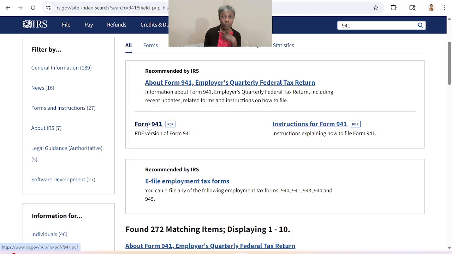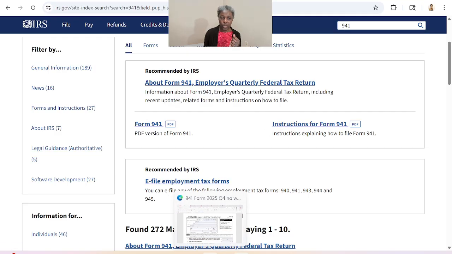If you have not saved it, or this is the first time you are filing for your business, then you can just come to the IRS website, irs.gov, and search for Form 941. You press enter, download the instructions and the form, save it, and use a copy.